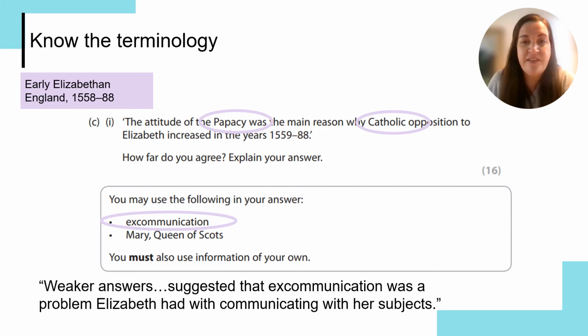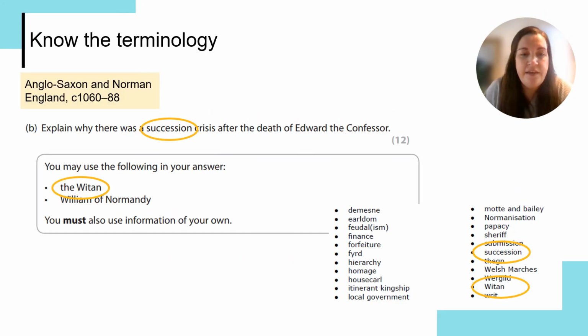Understanding these key terms is important not only to be able to access the question, but also for your answers. It was even highlighted in the examiner's feedback that misunderstanding of this terminology hindered some candidates' performances. And here's another past exam question example from the Anglo-Saxon and Norman England unit. The words succession and the Witan are both used in the question and the stimulus points. This reinforces the importance of understanding the vocabulary to access the question. Usefully, Pearson have provided us with a list of suggested keywords which can be found on their website.